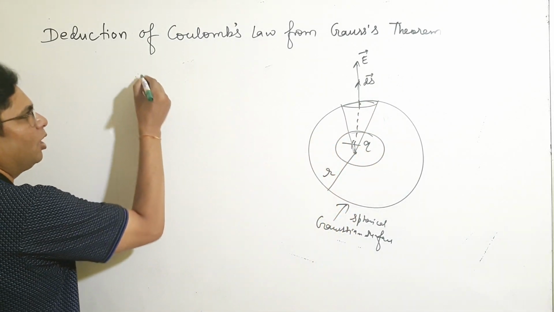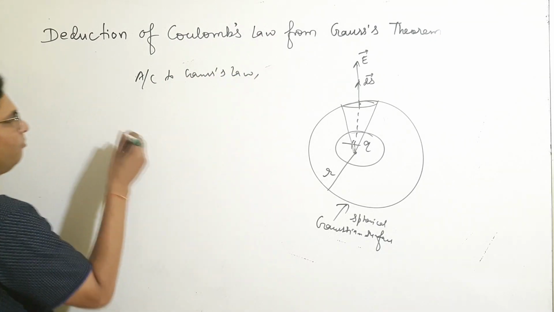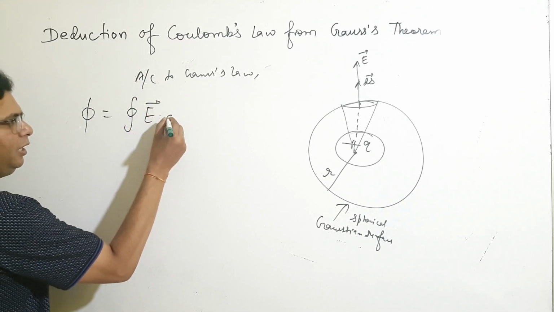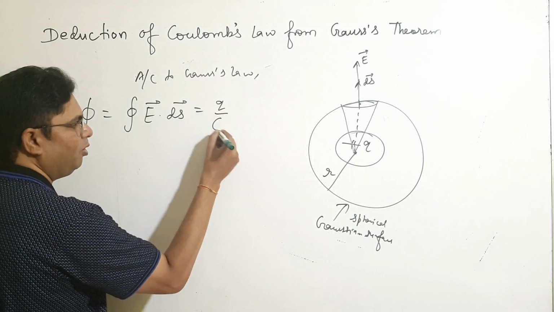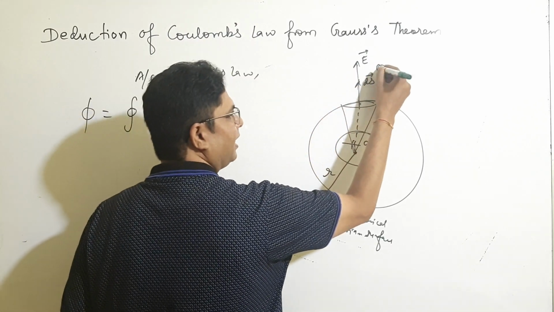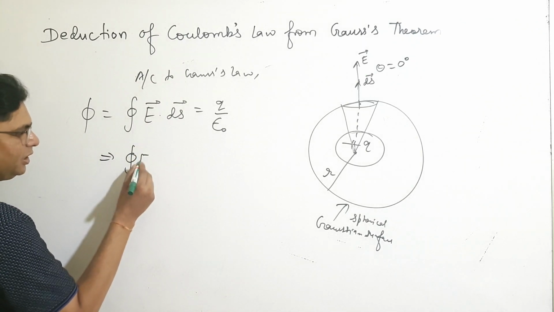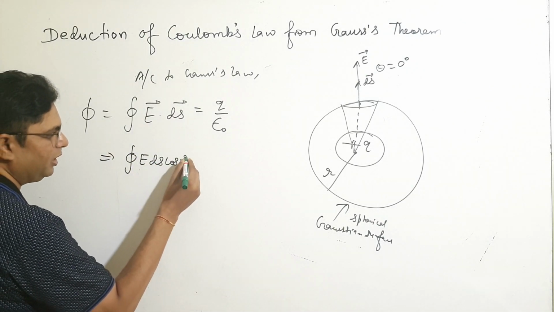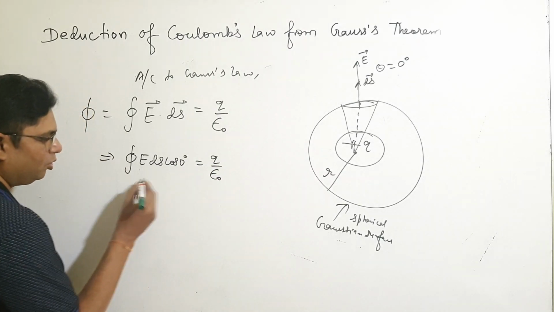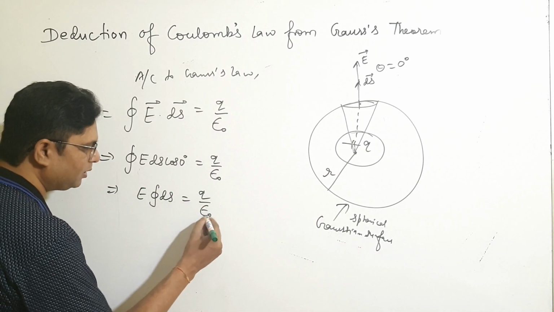According to Gauss law, flux phi is equal to closed integration E dot ds, which is equal to Q upon epsilon naught. Now E and ds have angle theta equal to 0 degree. So we can write closed integration E ds cos 0 degree equals Q upon epsilon naught. Cos 0 degree is 1. So you have E closed integration ds equals Q by epsilon naught.